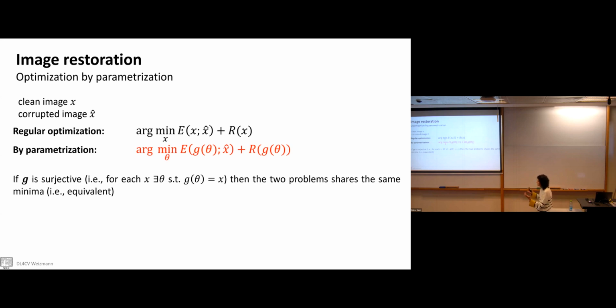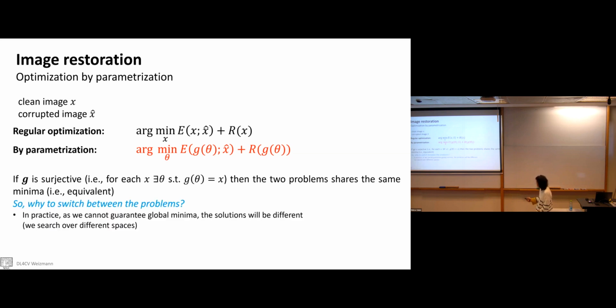But what is the idea behind it? If G is going to be a mapping which is a surjective function, then the two problems share the same global minima, they are equivalent. So what is the idea behind it? The idea is that in practice, this is not the case. In practice, you do not get to the global minima, and the solutions are going to be very different because we search over different spaces.